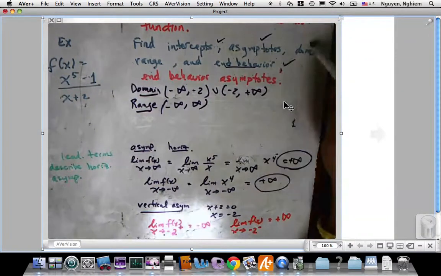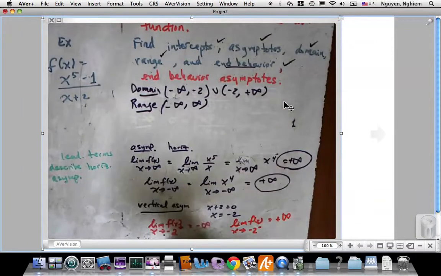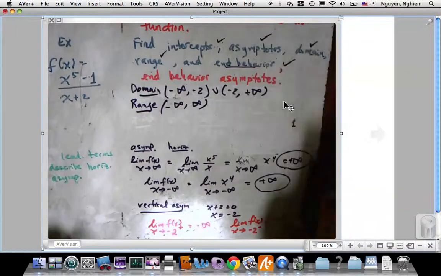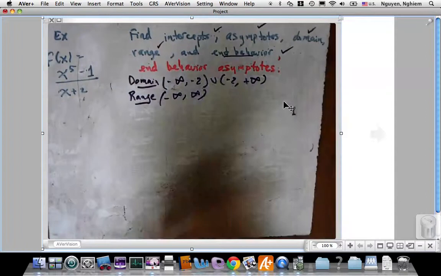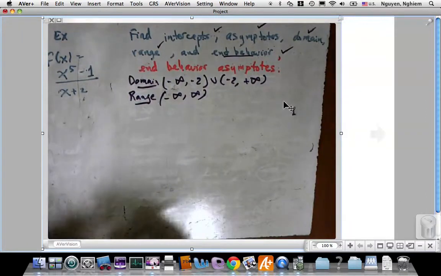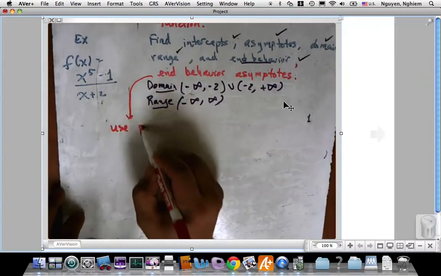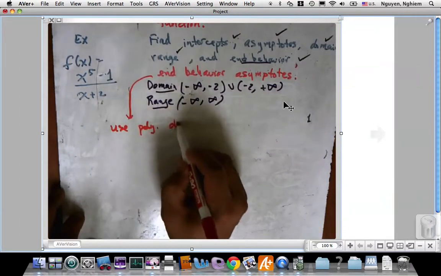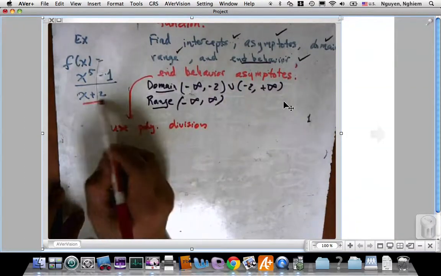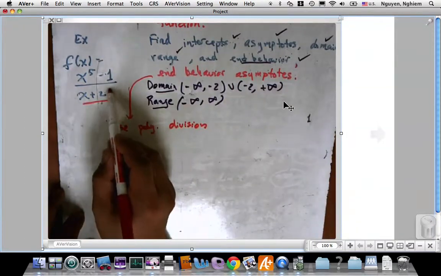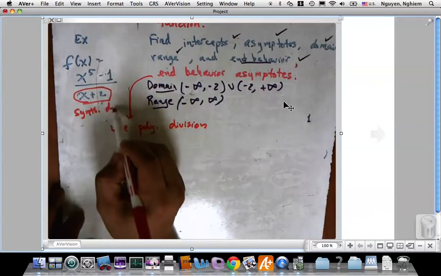Okay. So domain is done, the range is done, and now let's deal with what's called the End Behavior Asymptote. So I'm going to erase some of this here, and let's look at that. So for End Behavior Asymptotes, we are going to use polynomial division. So we are literally going to divide this out, and it just so happens that the format that we have here allows us to use synthetic division. So look back on the previous video.